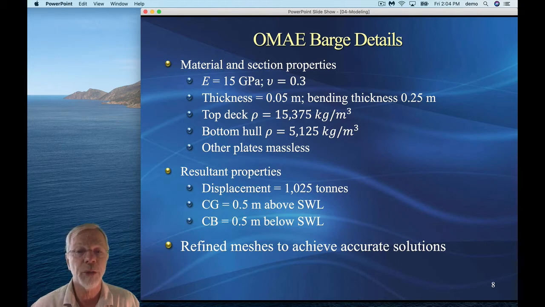So the meshes were refined so that we achieved sufficiently accurate solutions. Remember, this is a benchmark problem. We tried to avoid any sort of numerical errors that might creep in, because we wanted people to be able to trust the results and then be able to compare their results with them.